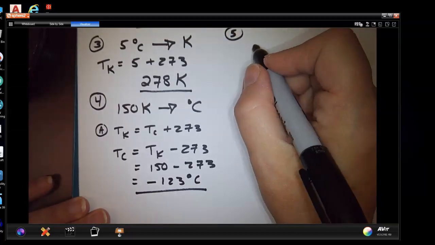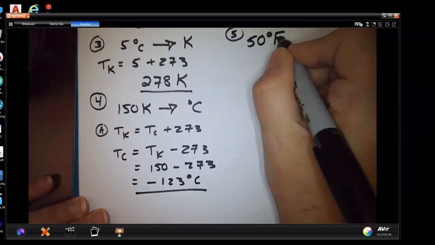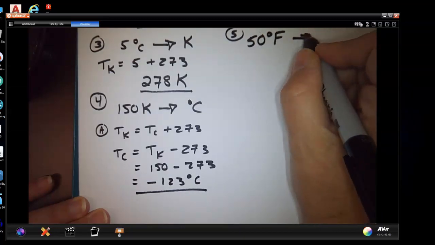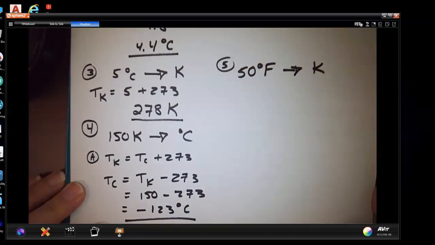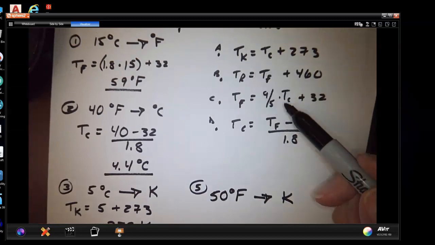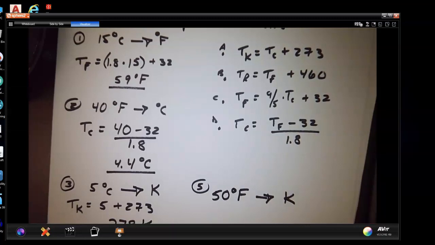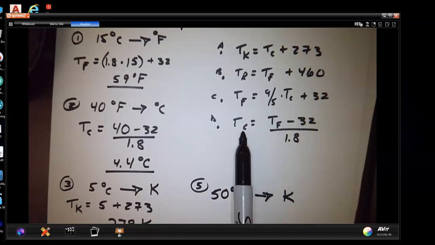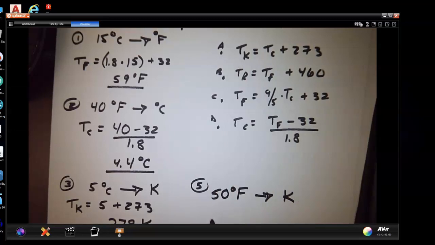Okay, last one. Let's do a double header. 50 degrees Fahrenheit, convert to Kelvin. Come down a little bit. Okay, we do not have a direct formula for this. We have Fahrenheit to Rankine, Fahrenheit to Celsius. So what I suggest is Fahrenheit to Celsius and then Celsius to Kelvin. 2 steps, not a big deal. We can do that. So let's use formula D.